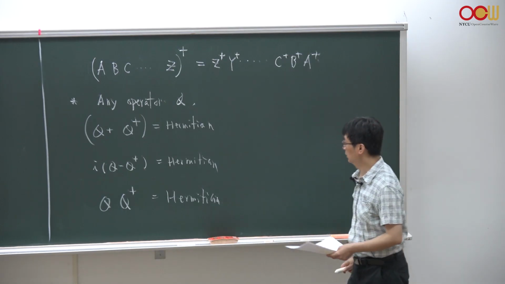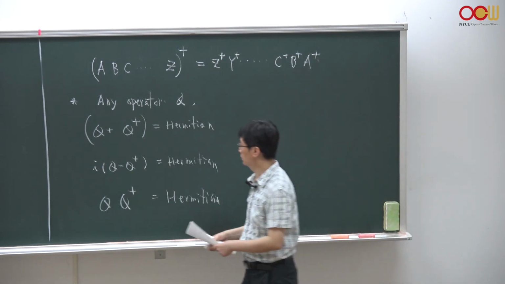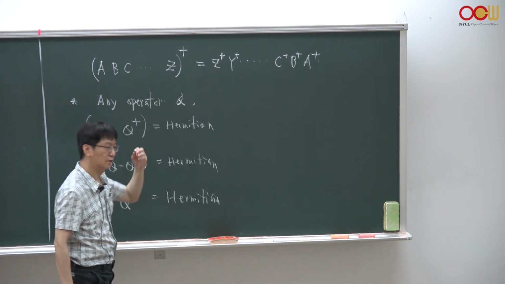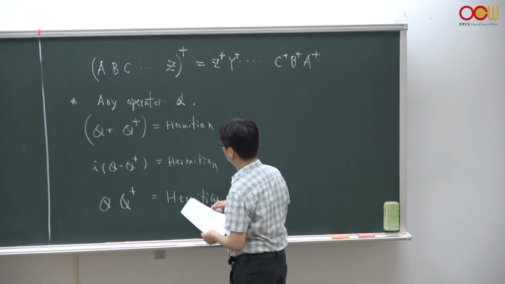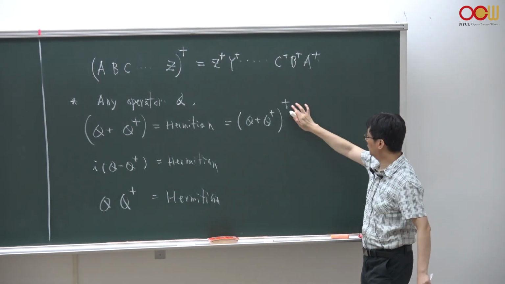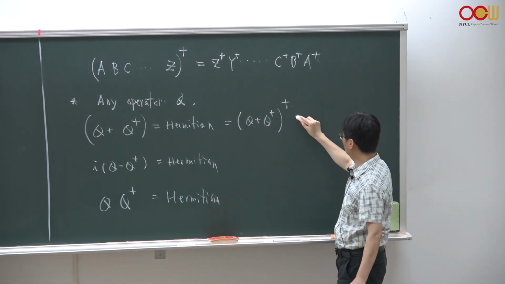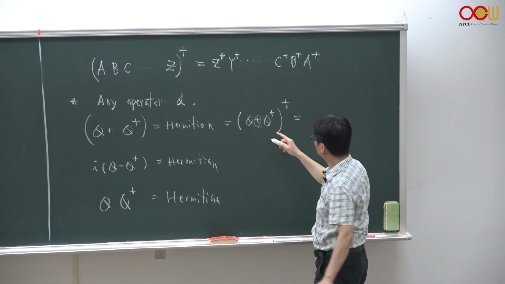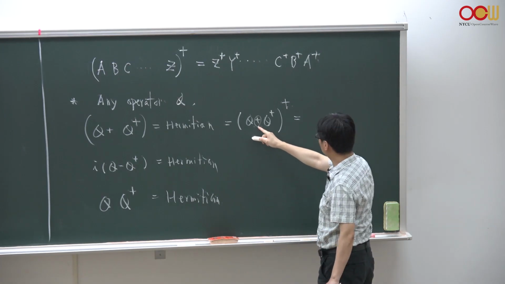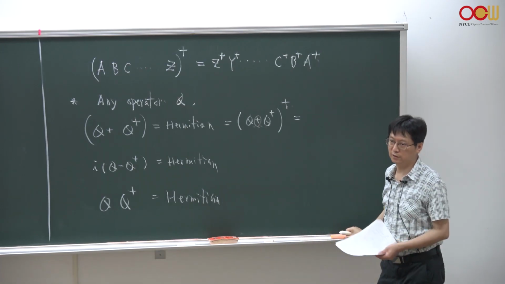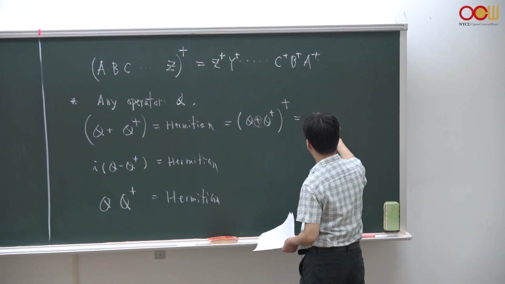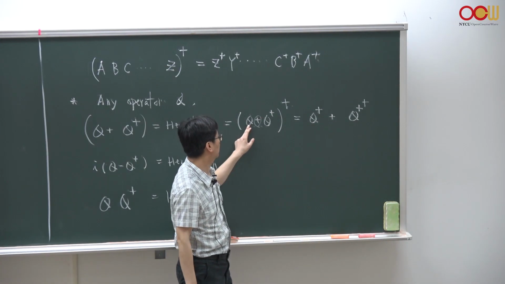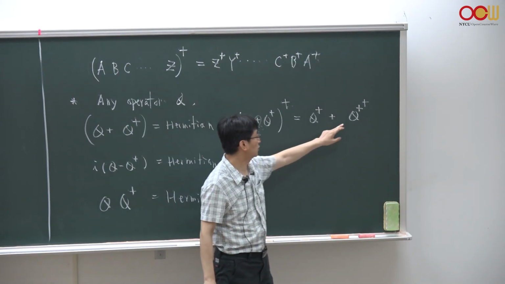Because to show this is Hermitian is very easy. You simply consider the whole thing as a single operator. You take a dagger of the whole thing. If I take a dagger of this Q plus Q dagger as a whole, then I simply separate these two operators because there's a summation in the middle. By the property of the linear operator, you can simply separate these two. For the first one, you get Q dagger. For the second one, it is Q dagger dagger.